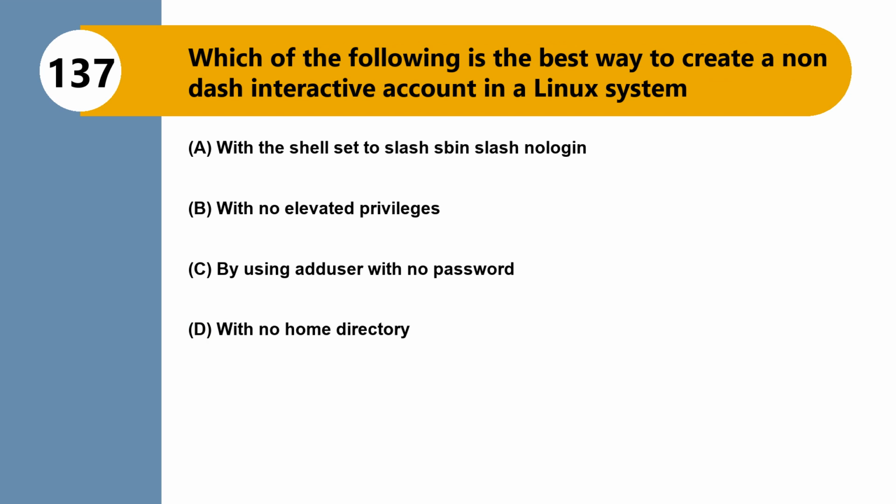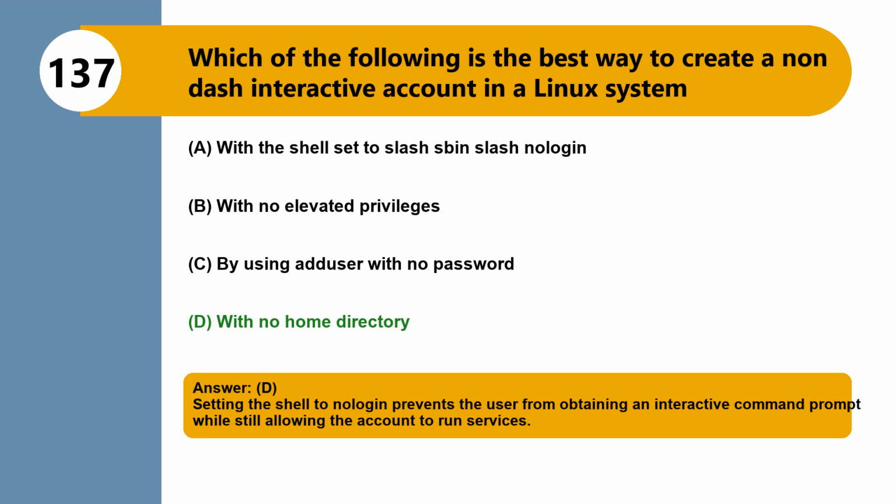Question 137. Which of the following is the best way to create a non-interactive account in a Linux system? Option A. With the shell set to /bin/nologin. Option B. With no elevated privileges. Option C. By using a user with no password. Option D. With no home directory. The correct answer is option D, with no home directory. Setting the shell to nologin prevents the user from obtaining an interactive command prompt while still allowing the account to run services.